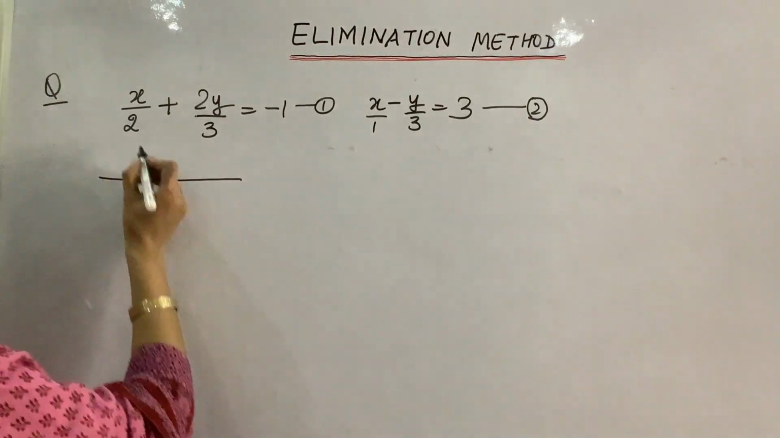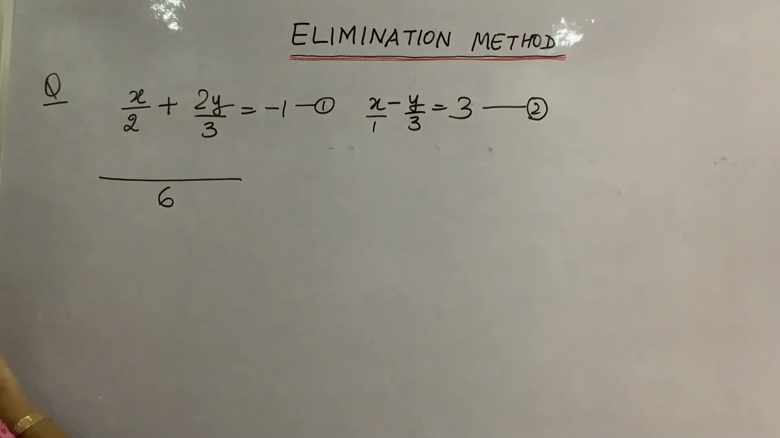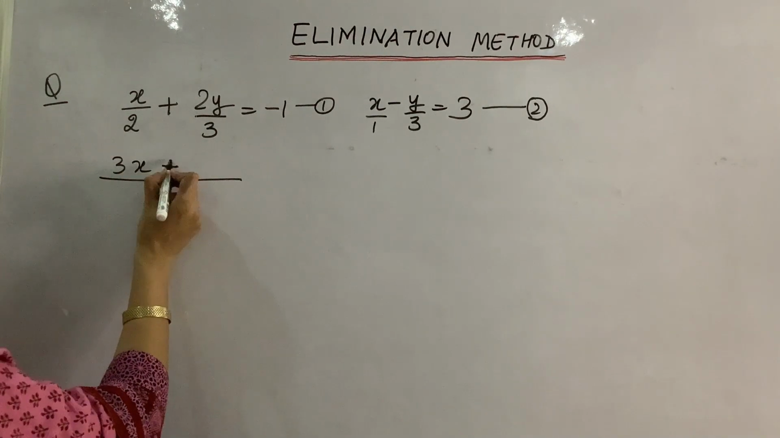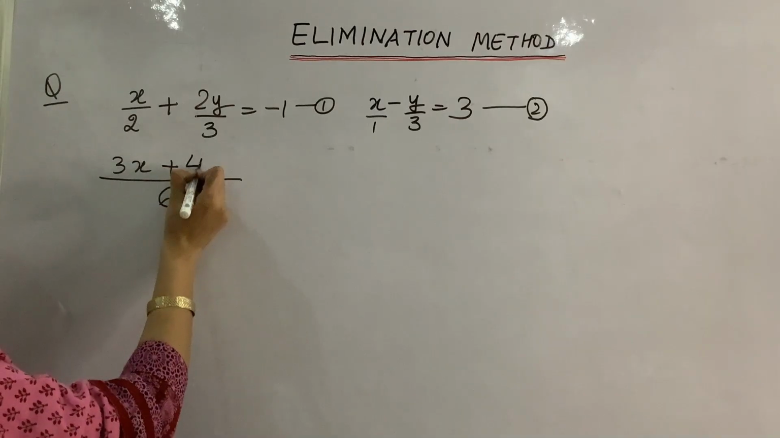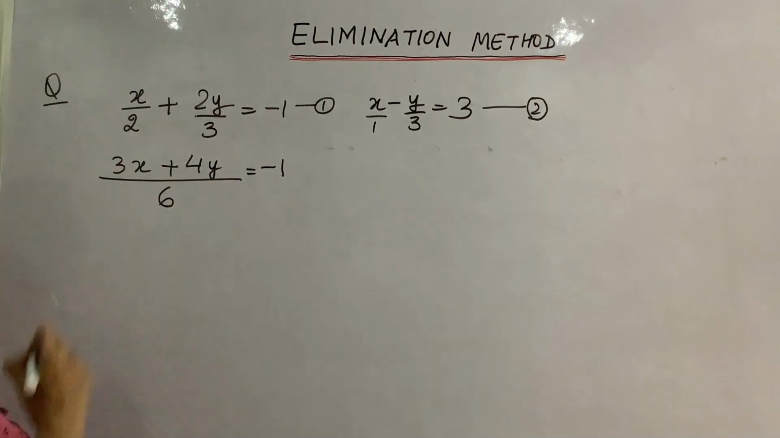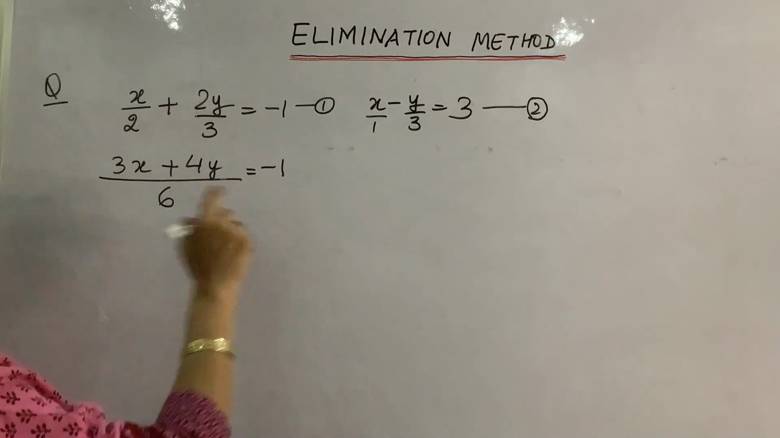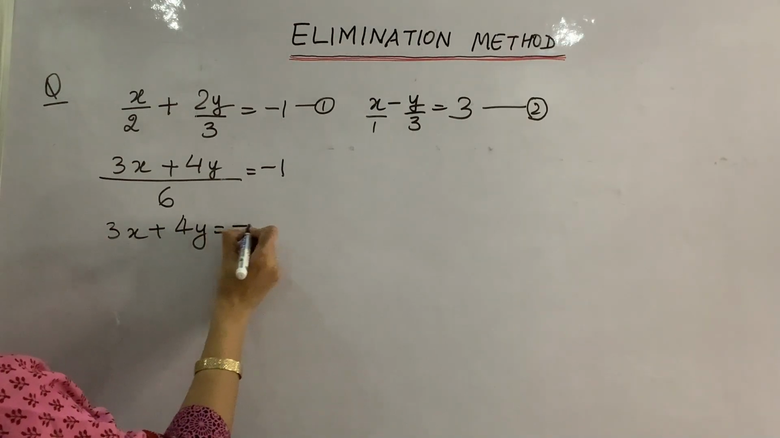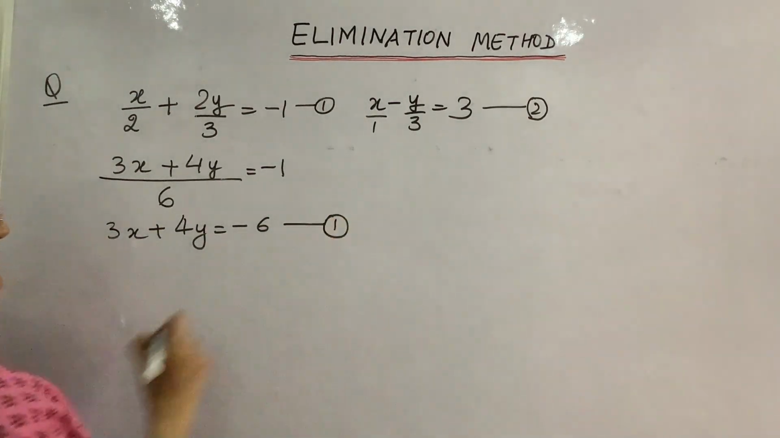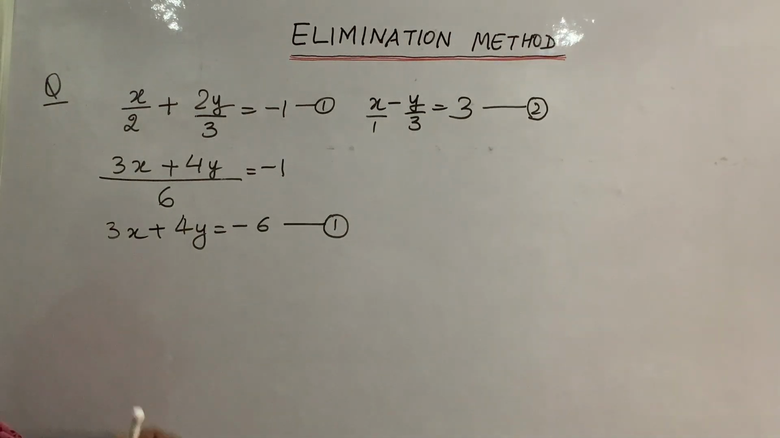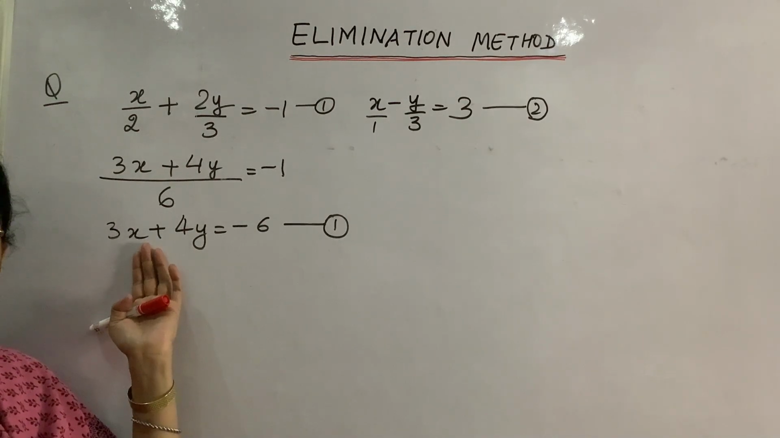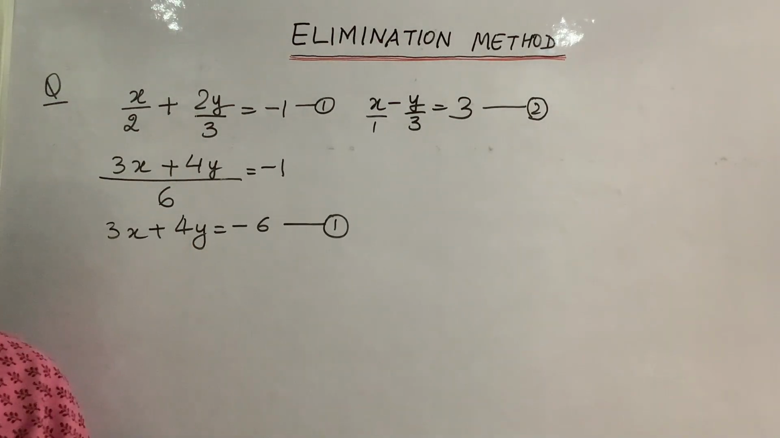Take the LCM. So 2 and 3 LCM is what? 6. When you take 6 as the LCM, you get 3x plus 2 2s are 4y is equal to minus 1. Now cross multiply, so you will get 3x plus 4y is equal to minus 6. So the equation was looking a bit complicated here, but once we have simplified, it has become simple. 3x plus 4y is equal to minus 6.